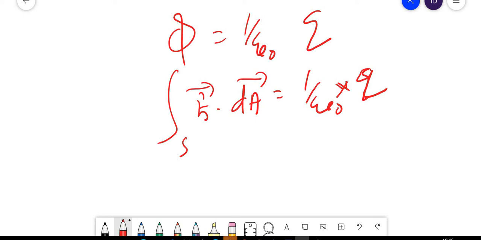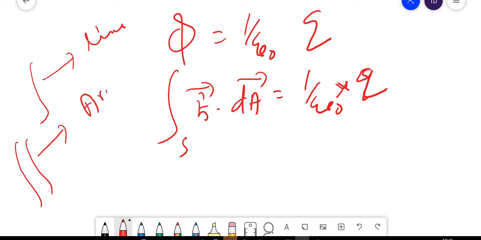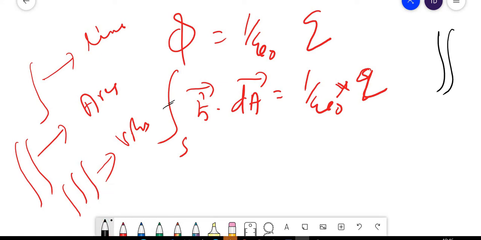Integration is of different types. Line integral means a single integral, that is, integration performed over a line. The surface integral, that means a double integral, is over an area. If you are performing the integration over a volume, then it is known as the triple integral or volume integral. So the surface integral is a double integral, with two integrals. So the surface integral of electric field is equal to 1 by epsilon 0 times Q.